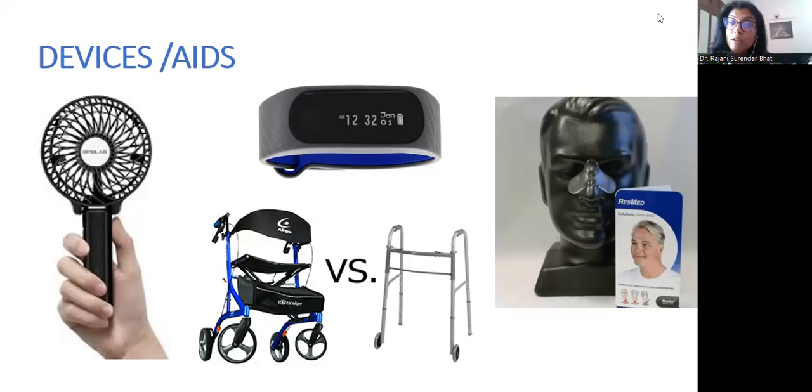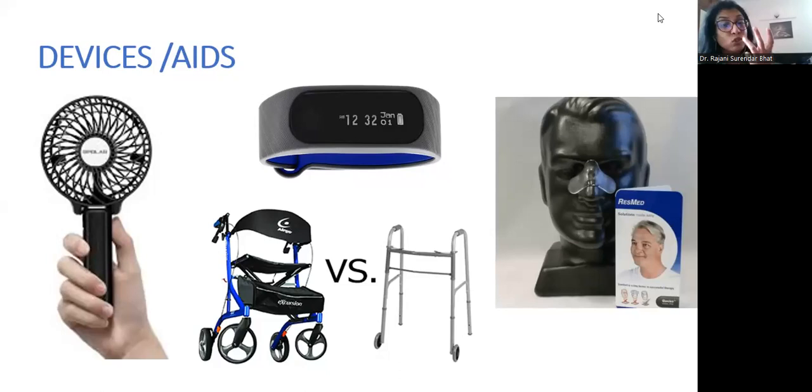Patients who are on NIV for long periods of time sometimes develop nasal bridge ulcers and pain. So there is a gel pad which is available for placing over the nose. It distributes the pressure more evenly. So then they don't develop that painful ulcer. So simple little things can help our patients tolerate the devices much better.